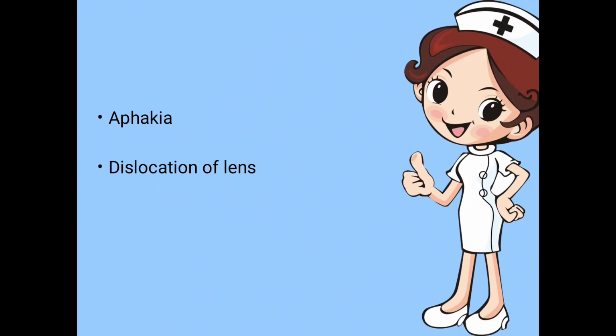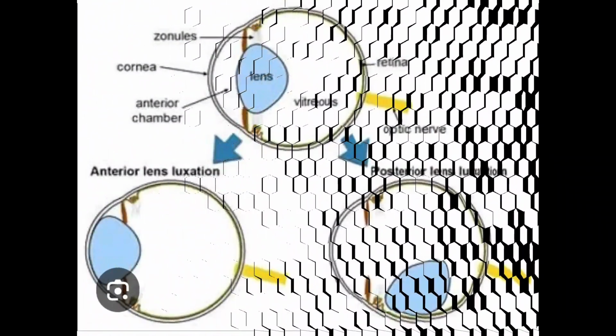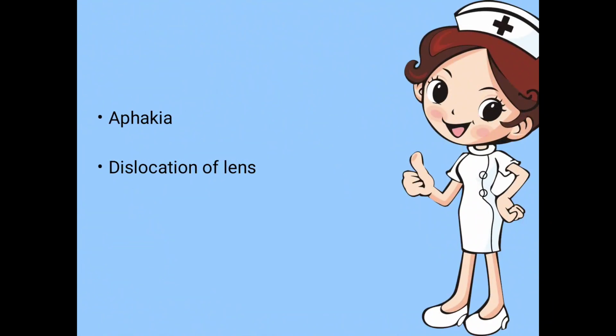Next one is aphakia. Aphakia means absence of the crystalline lens. So in some cases there is absence of the crystalline lens. While doing cataract surgery, some complications occur, due to which we have to keep the patient aphakic for some time, and then we will implant the lens. So in the aphakic condition, the patient becomes more hyperopic.